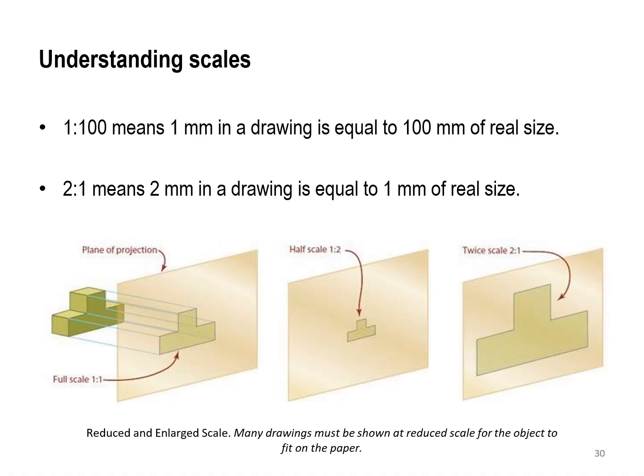To understand the scales, 1 to 100 means 1 millimeter in the drawing is equal to 100 millimeters in real size. 2 to 1 means that 2 millimeters in the drawing is equal to 1 millimeter of the real size. Mainly we do that for very small parts. For example, let's say it's a part of a microchip. In that case, if we're going to make it as an engineering drawing, we increase the scale instead of decreasing the scale.